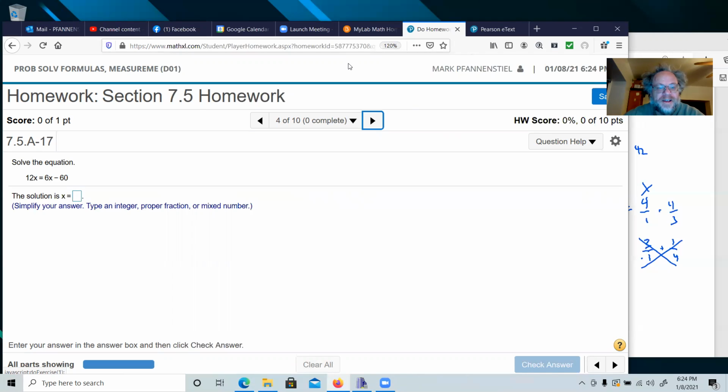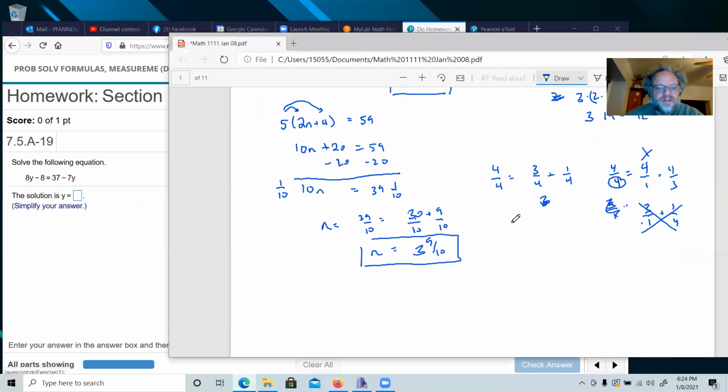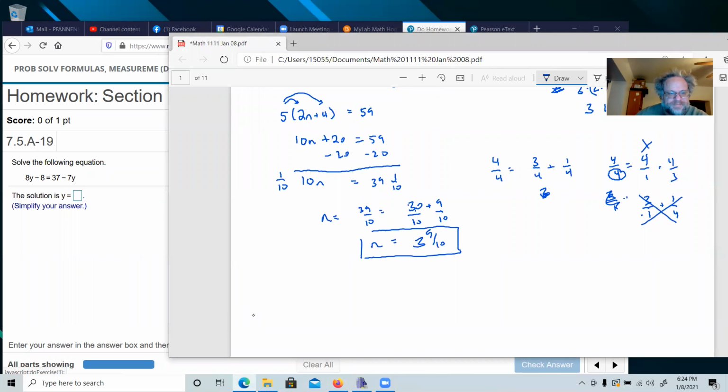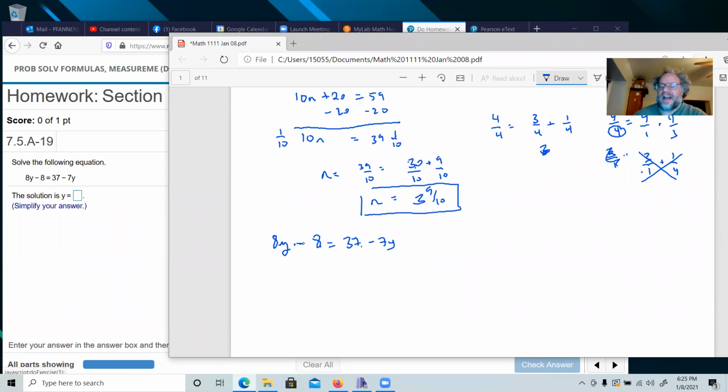Let's not go with that one. All right, let's go ahead and do this one. This one looks fun. So here we have 8y minus 8, and that is equal to 37 minus 7y. Really what this is saying is I've got 8 y's and I've got an IOU for 8. And the other side is equivalent to 37 minus 7 y's. You can't combine those. You've got to get everything in terms of 1.